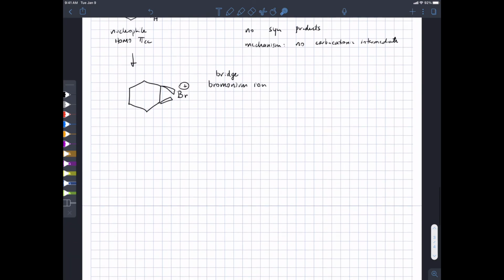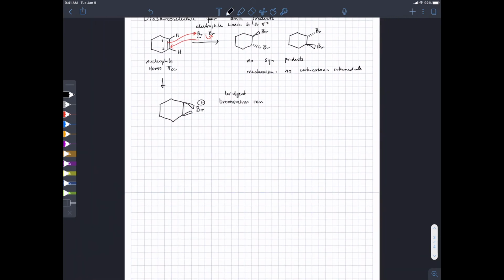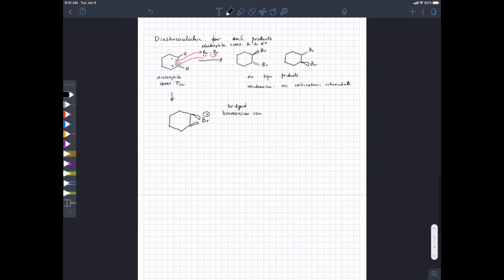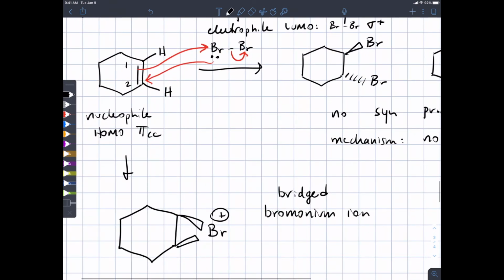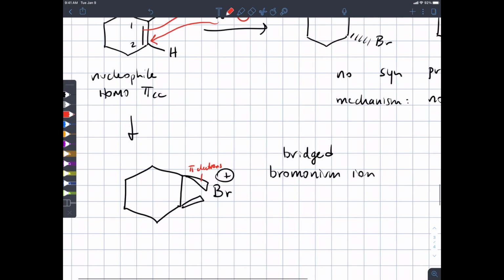Other questions? Yeah, we point out that the bromine lone pair electrons are attacking only one of the carbons, but then we have our bridged bromonium attached to both carbons. Right, the question is the lone pair on the Br only attacks one of those carbons, yet we have two bonds. One of the bonds comes from pi electrons, and the other bond comes from Br lone pair electrons.